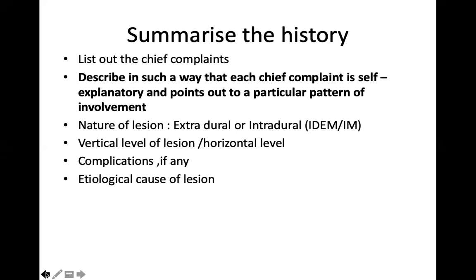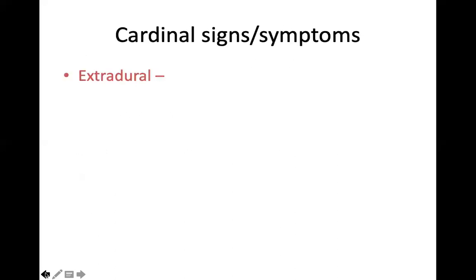Then nature of lesion. By this, it's an extradural or intradural lesion, and the vertical level of the lesion and the horizontal. The horizontal will be extradural, intradural, or intramedullary, and vertical will be the exact vertical level, that it's a craniovertebral junction or a C2 or a C5 pathology, complications and etiology, which we have already asked. This has to all come in the summary.